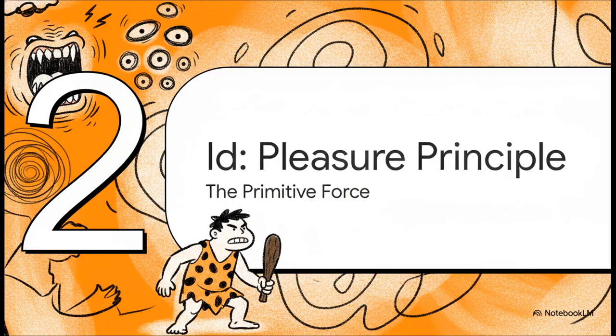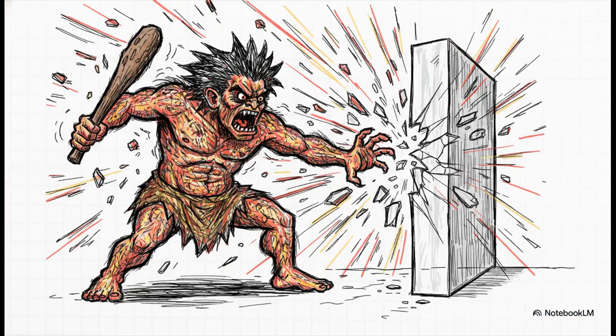Moving right along to section 2. The id, the pleasure principle, the primitive force. So the id is the original, raw source of all our instinctual energy. If the mind is a battlefield, the id is absolutely the wildest, most impulsive combatant out there. It operates purely on immediate gratification. It doesn't care about the rules, it doesn't care about manners, and it definitely doesn't care about other people. It is entirely focused on primitive needs, aggressive impulses, and sexual desires. It simply wants what it wants, and it wants it right now.